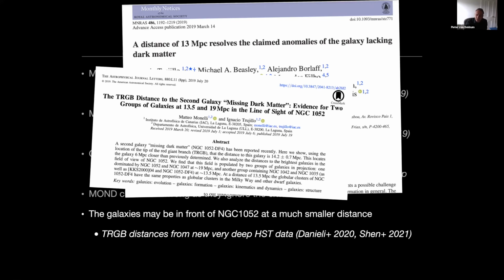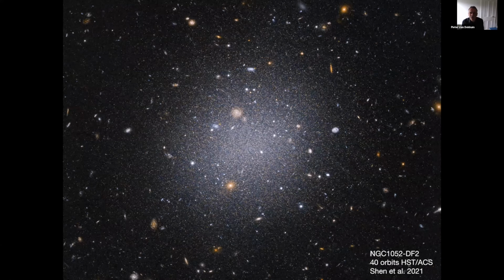And so we obtained very deep HST data, first Danieli et al., and then very recently Shen et al. This came out like a week ago, and we'll have a press release this week, I think, on Shen et al. With Shen et al., we got 40 orbits of data on DF2. So 40 orbits of imaging of this one galaxy, very deep data for a single diffuse object. And it's quite beautiful. This is the version that the ST folks made, which is quite astonishing.